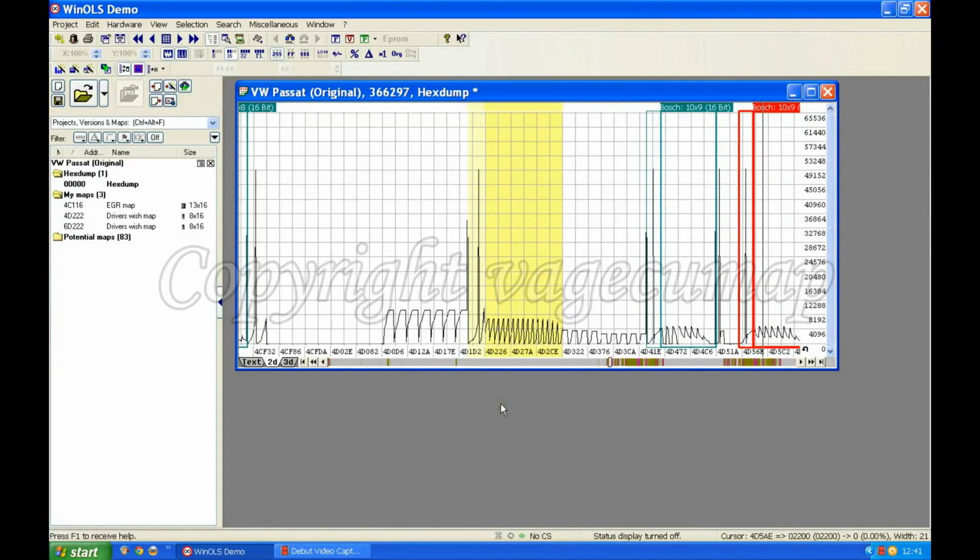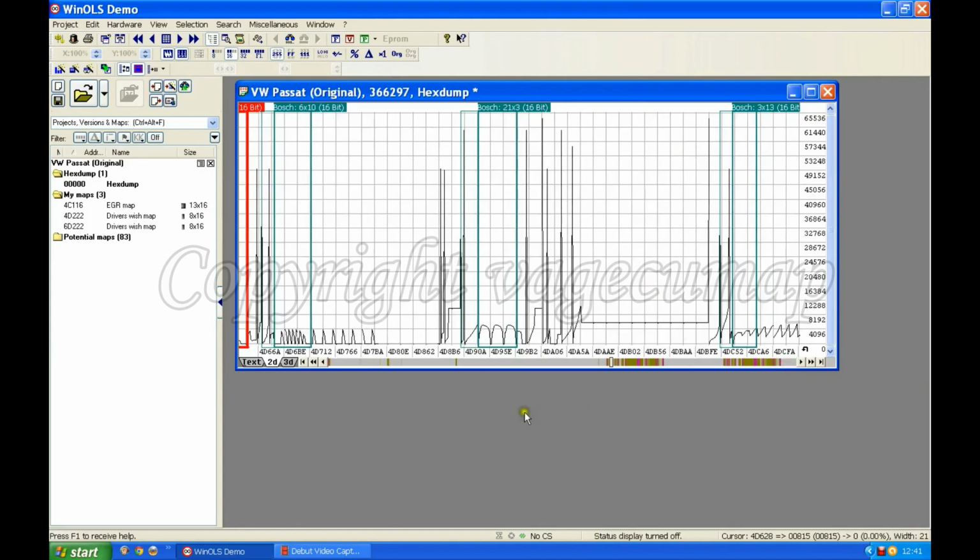Okay, this is where we ended the last video. Here we have the driver's wish map. What I'm going to do is look for another commonly looked at map, and that's this one. Three little bumps. You will very soon come to recognize this map. This is the torque map or the torque limit map.